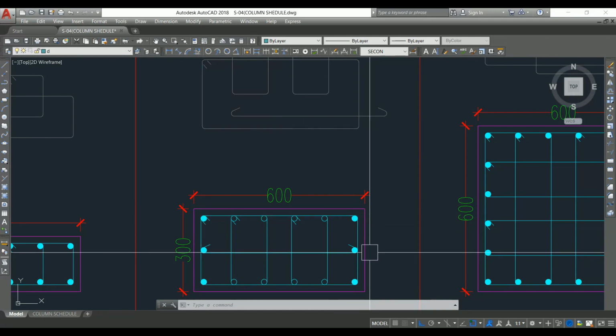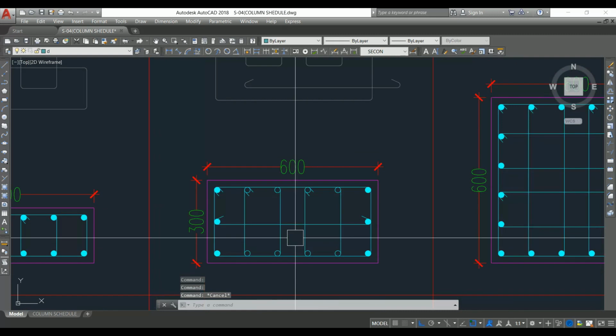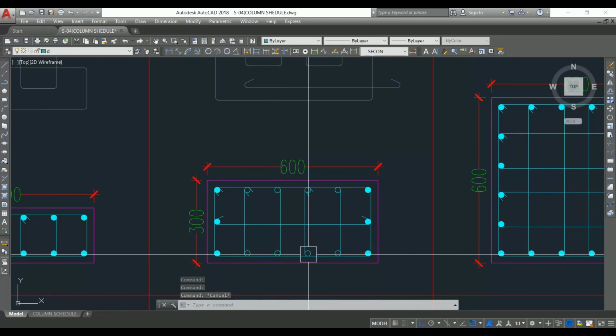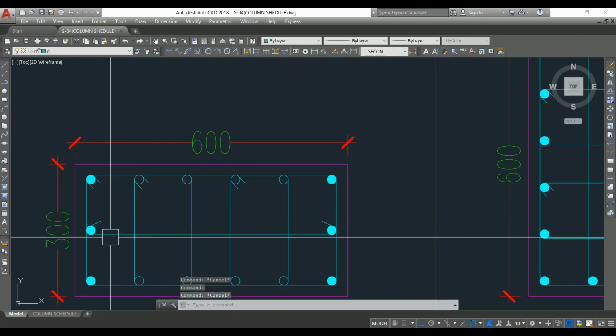So we have one master tie, this is the master tie, and we have two smaller ties which are connecting these four main bars, and here also four main bars, and one link we have that is connecting these two bars.